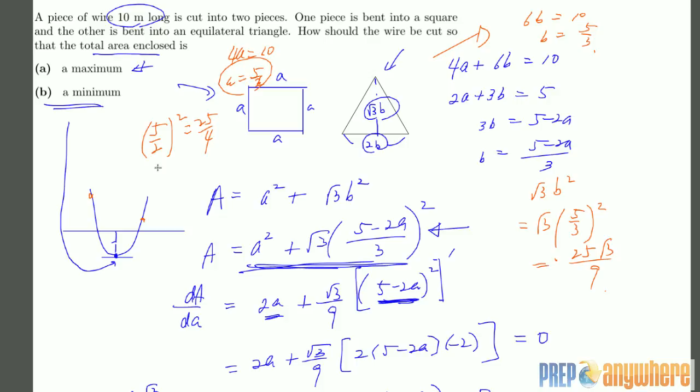So this is bigger. So if you want it to be a minimum, you use the entire 10 meters for, sorry, I guess I said minimum again. For maximum, you use the entire wire to generate a square.